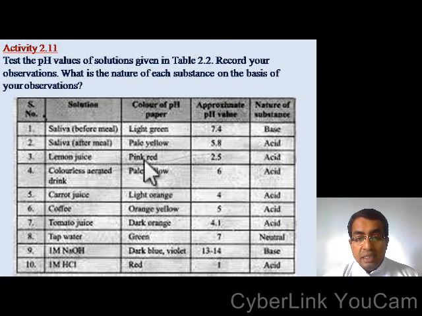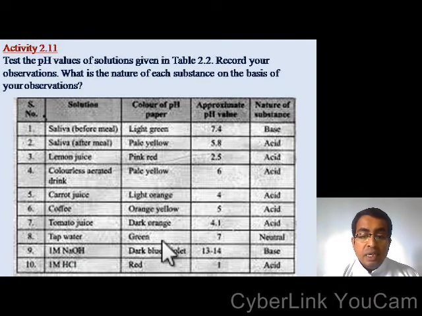Colorless aerated drink, color of pH paper pale yellow, pH value 6, so acidic in nature. Carrot juice, light orange, approximate pH value 4, so acidic in nature. Coffee, color of pH paper orange yellow, approximate pH value 5, acidic in nature. Tomato juice, color of the pH paper dark orange, pH value 4.1, acidic in nature.